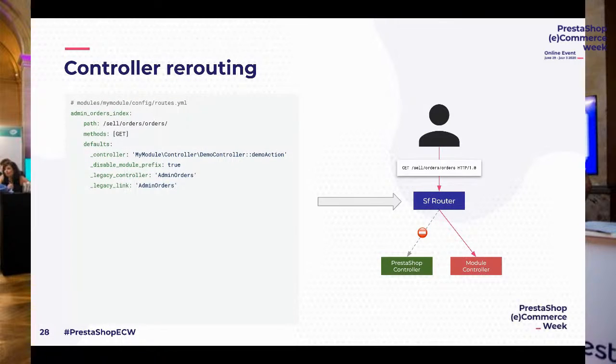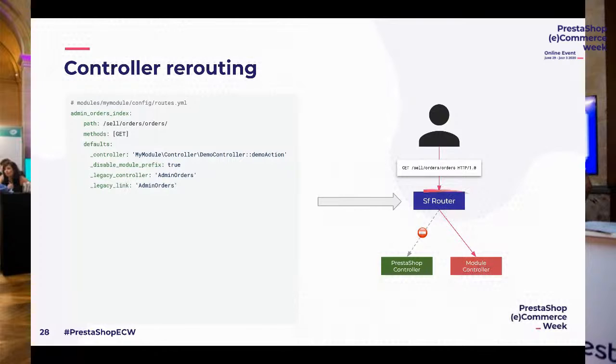The first one is rerouting. So if you look at the chart on the right, conceptually, rerouting means that when a user accesses a specific route, for example, let's see, the orders page, the orders listing page.